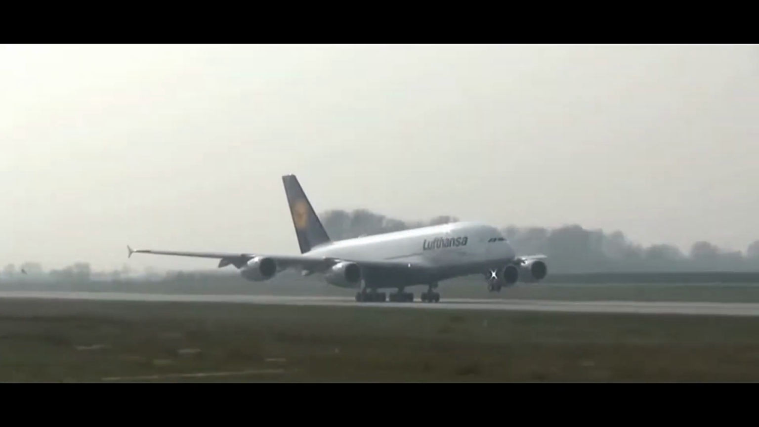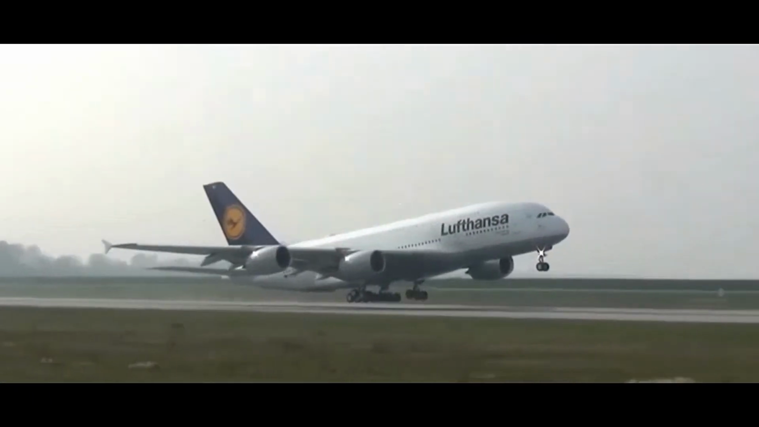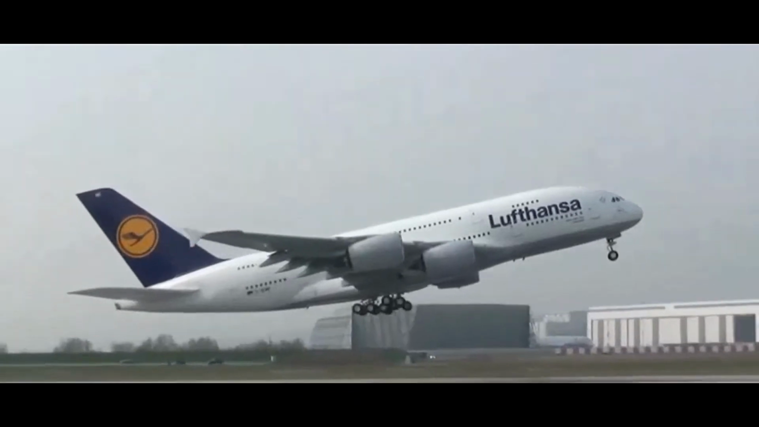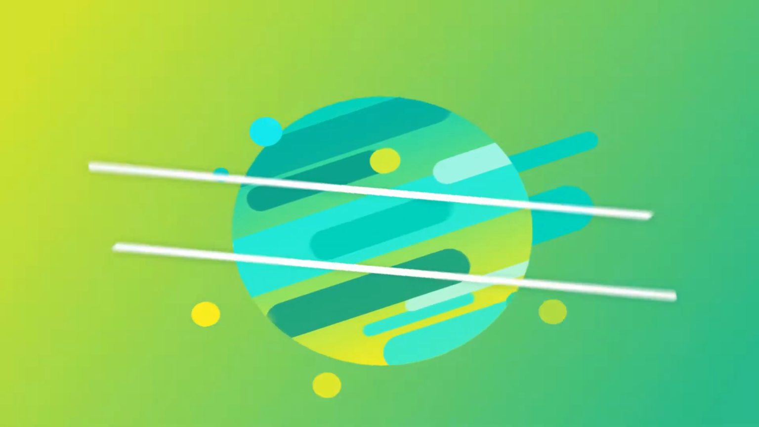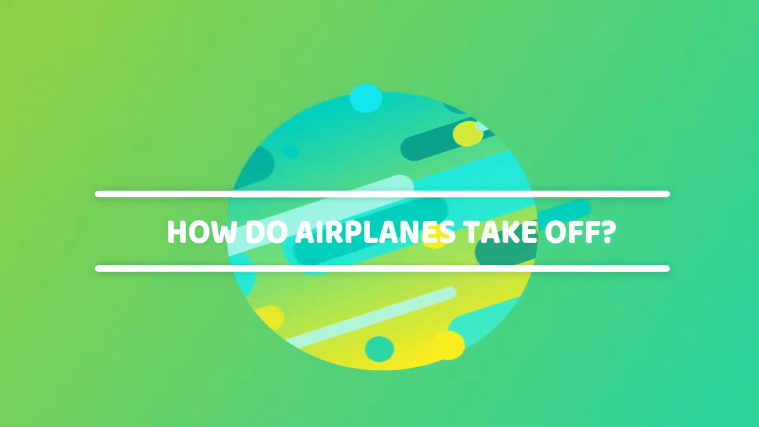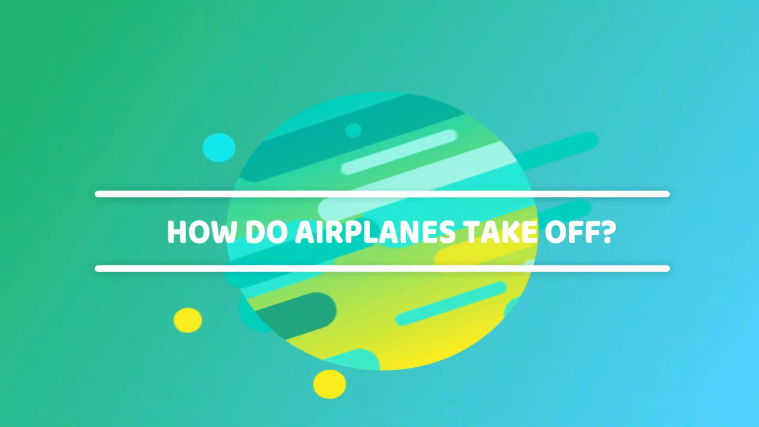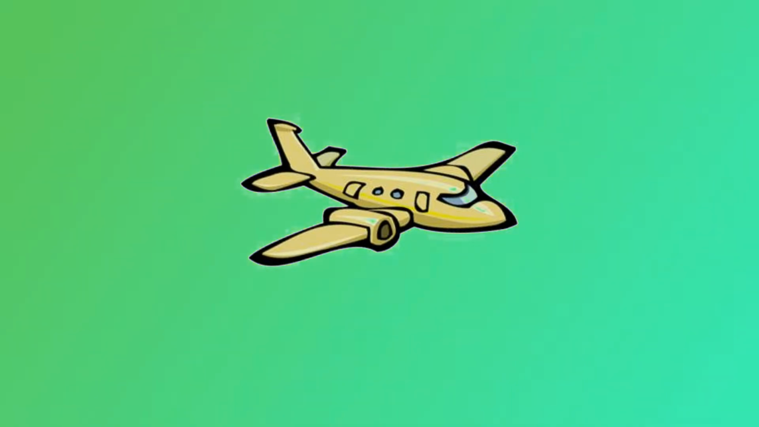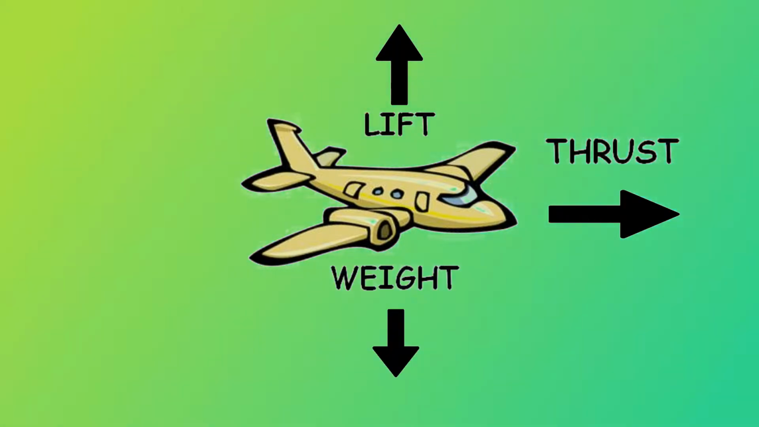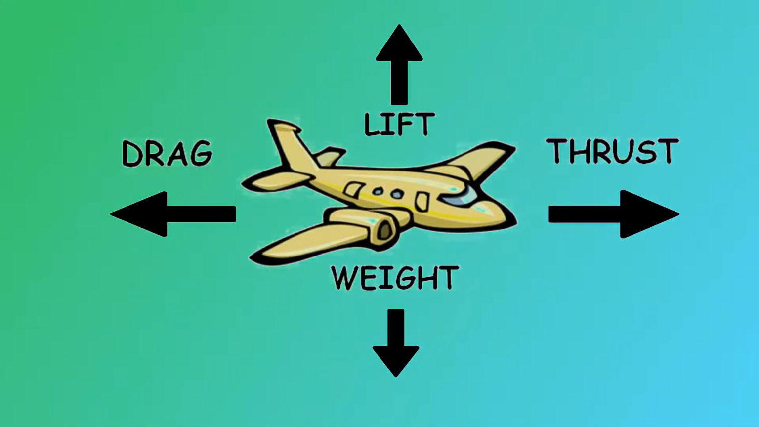We've all seen airplanes take off from the runway, but you might ask, how do airplanes exactly achieve flight? First, you need to know that there are 4 forces that act on a plane while it is in flight. These forces are lift, thrust, weight, and drag. The magnitude of these forces determine whether a plane can remain in the air.